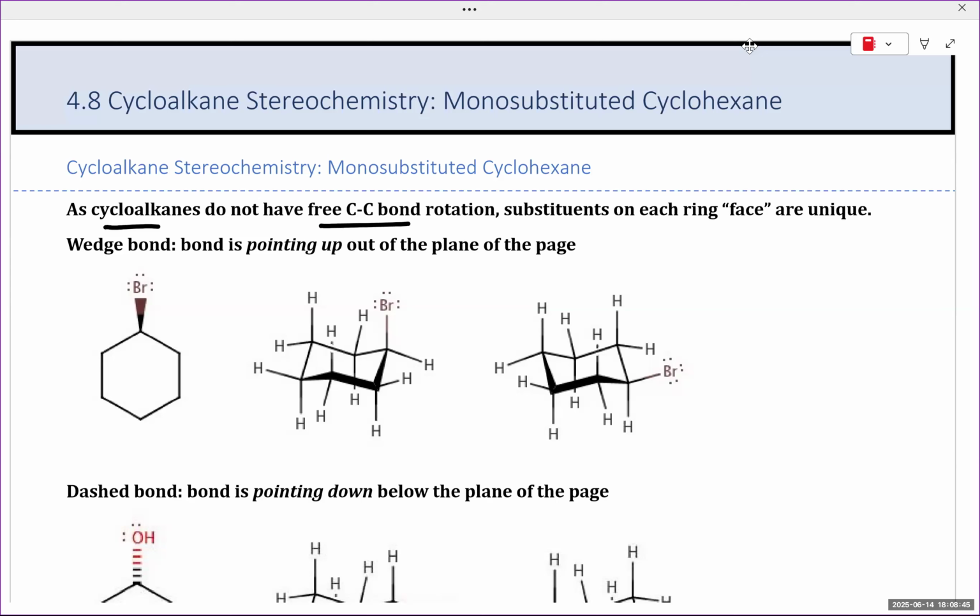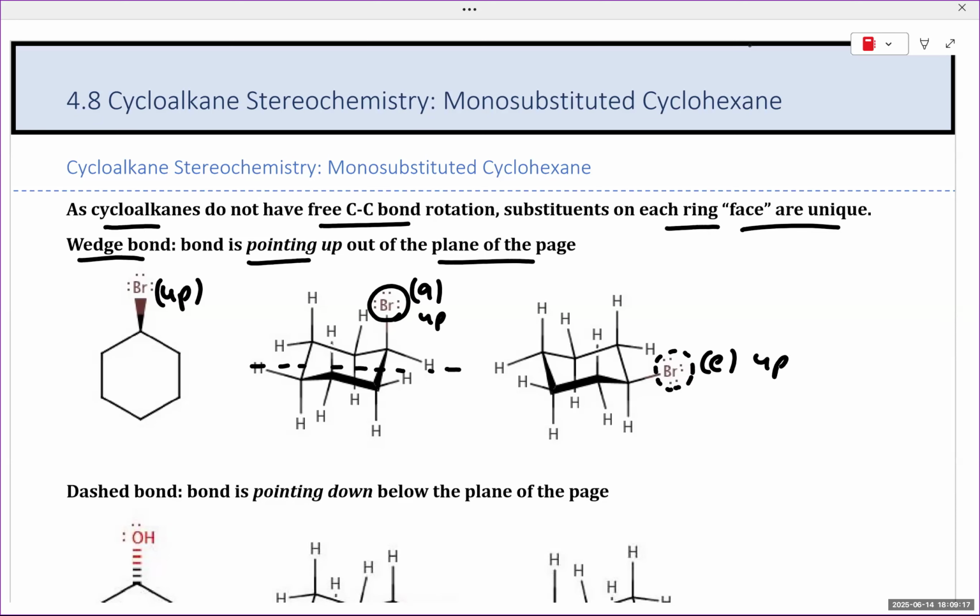As cycloalkanes do not have free carbon-carbon bond rotation, substituents on each ring face are unique. A wedge bond indicates that the bond is pointing up and out of the plane of the page. So this wedge indicates this bromine atom is pointing up. What that means is that if we have our plane of the page, this bromine atom is always going to be pointing up, be it axial up or equatorial up. The key thing is that dash wedge does not indicate whether a substituent is axial or equatorial. It just indicates whether the substituent is pointing up out of the plane of the page or down into the plane of the page.